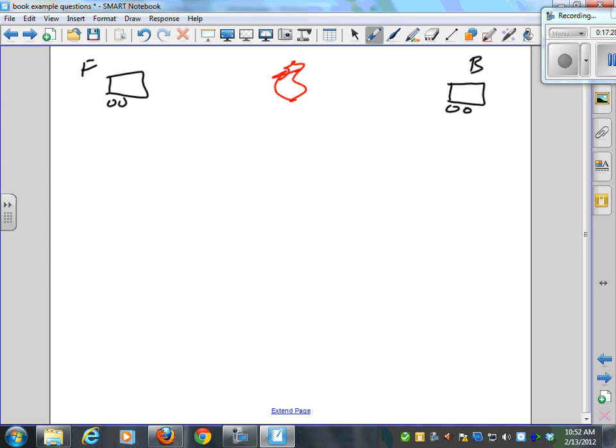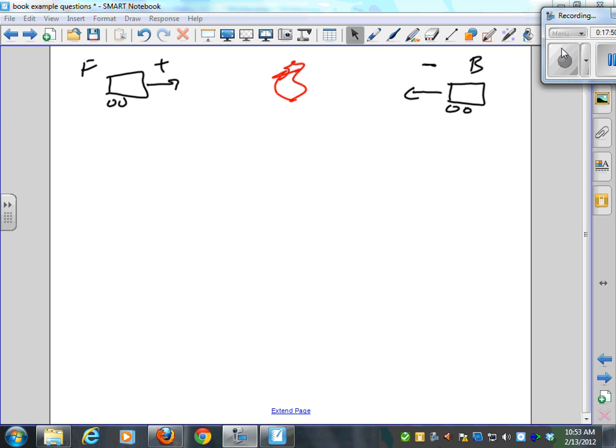Right? So Fred is moving to the right. His direction is positive. Barney is moving to the left. His direction is negative. Now, when do they collide? Well, they collide when they're at the same place at the same time, right? Okay, that's the fiery crash.